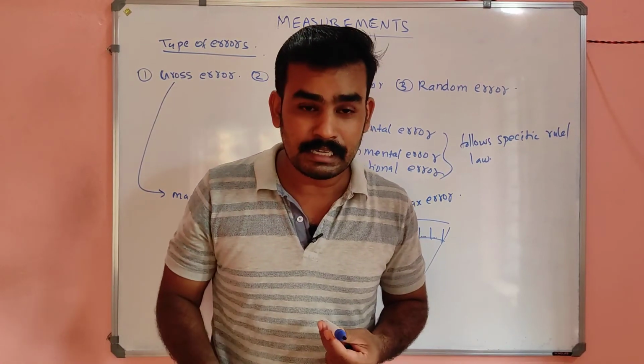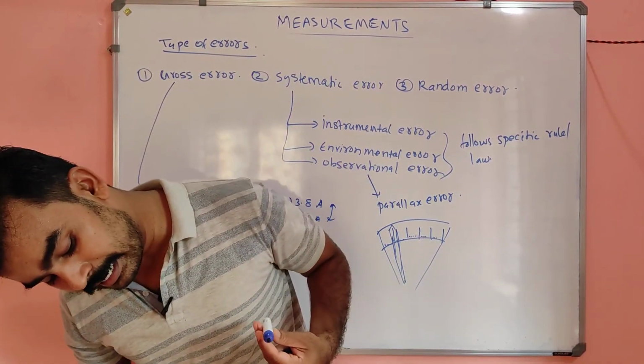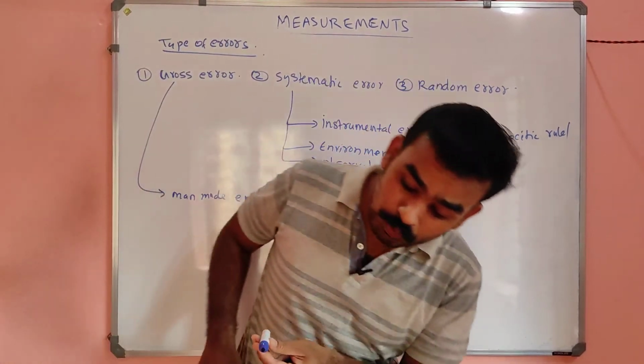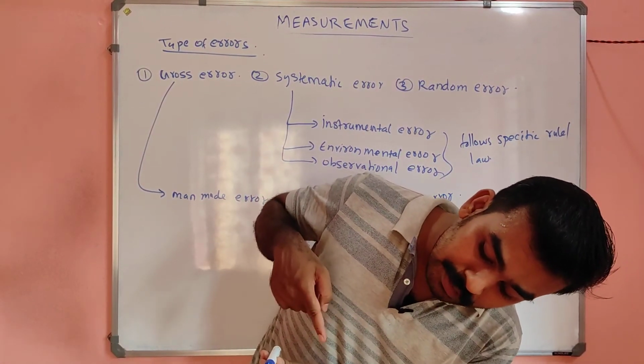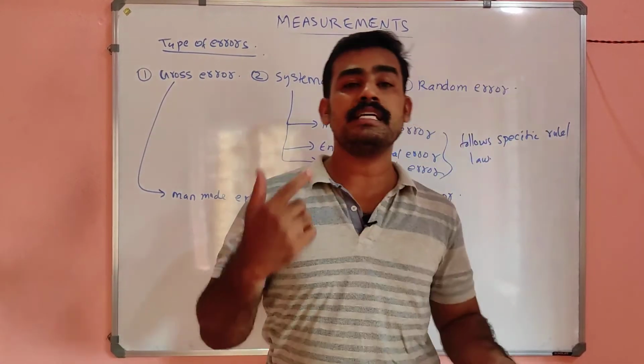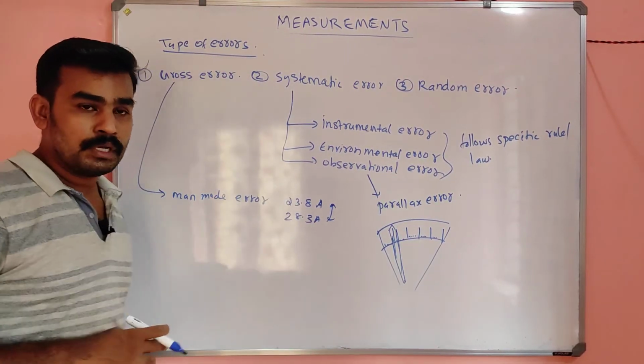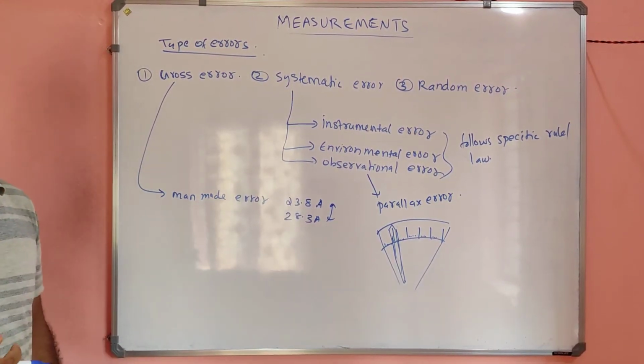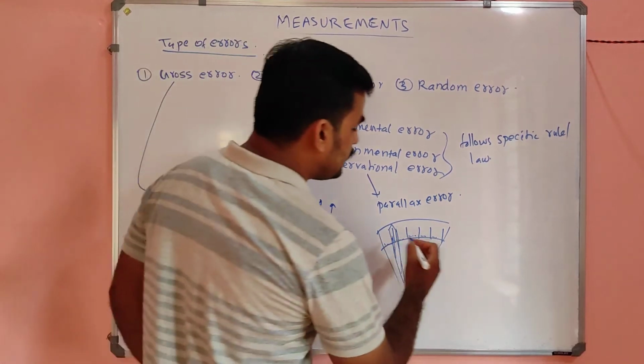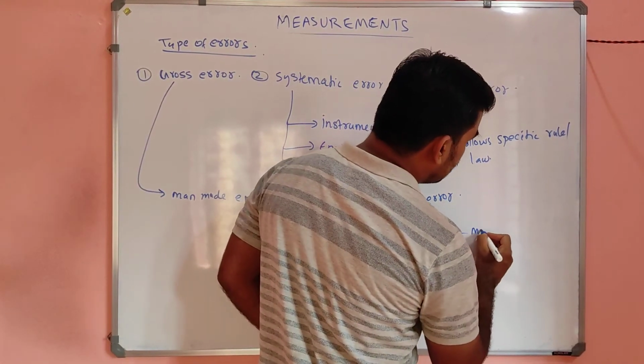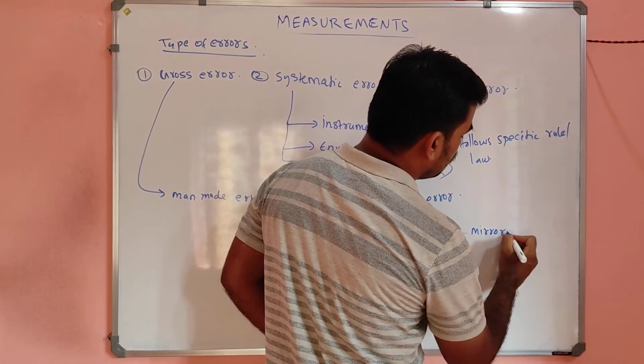Suppose you are here, the reading will not be here. Suppose you are there, taking the reading from there also there will be error. This is called parallax error. So for avoiding that parallax error, there is always a mirrored scale, my dears.